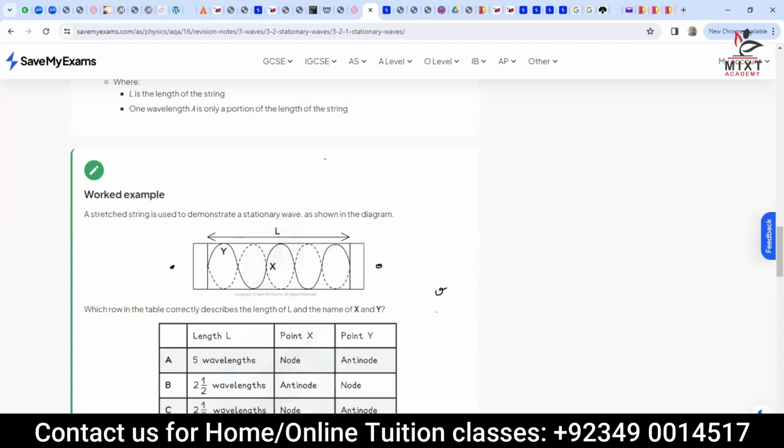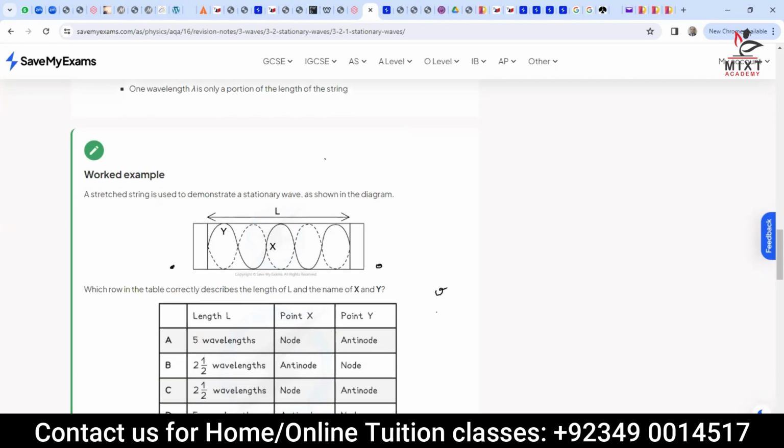Check this out. A stretched string is used to demonstrate a stationary wave as shown. Which row in the table correctly describes the length L and the names of X and Y? Now tell me which one it is. Are these all the options? Yeah, 4 options altogether. You have to select either A, B, C or D. Which one is right? A, B, C, D.